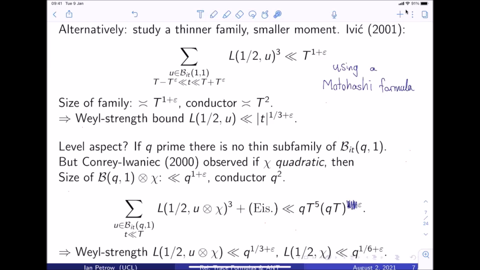That's not really correct. This work of Conrey-Iwaniec is very much based on a Motohashi formula, which is driving this and making this cubic moment possible, which otherwise would be way beyond what we would expect to be attackable with current techniques. So again, I'm still dealing with ancient history here, but this led to Weyl-strength subconvexity bounds for Maass forms twisted by the quadratic character, and also Dirichlet L-functions of quadratic characters.